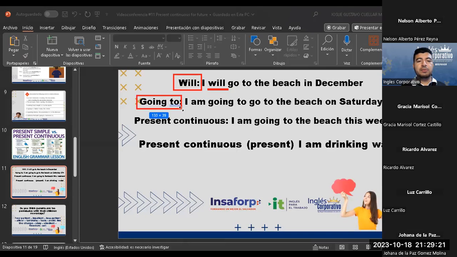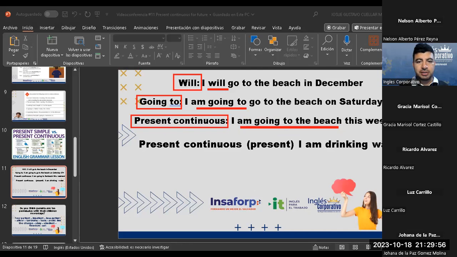El going to es que se utiliza inicialmente para fechas seguras y que van a pasar pronto. I am going to go to the beach on Saturday. But present continuous, pero el presente continuo tiene dos funciones. I am going to the beach this weekend. Fíjense bien. Voy a ir a la playa este fin de semana. Aquí estamos hablando de diciembre. Aquí el sábado 27, pero aquí estamos hablando ya de este fin de semana.